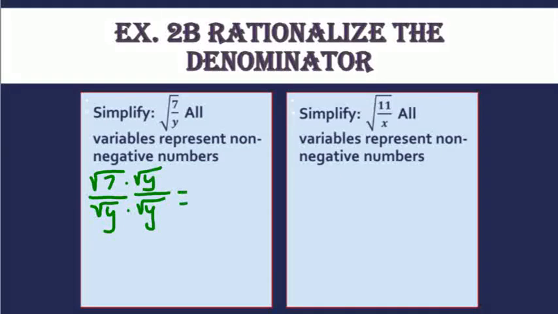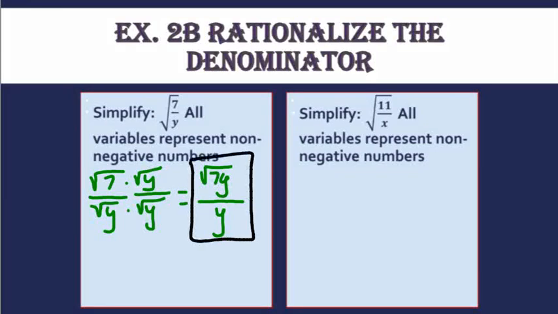So I end up with an answer of square root of 7y divided by y. Again, since the y in the numerator is in a radical symbol, the y in the bottom is not. I cannot cancel them out. This would be my answer, all assuming that y still cannot equal 0.